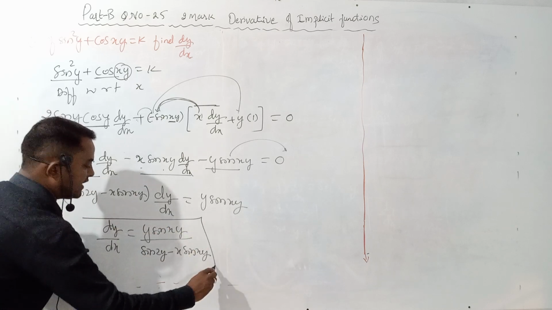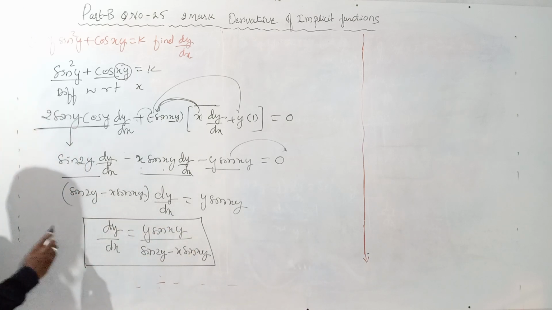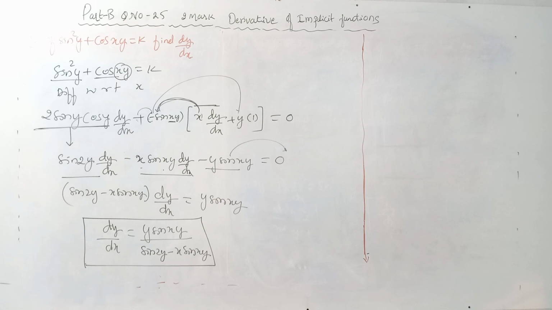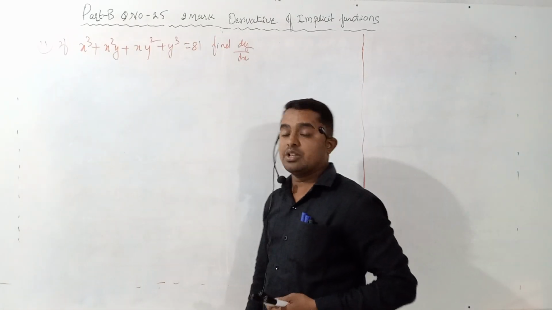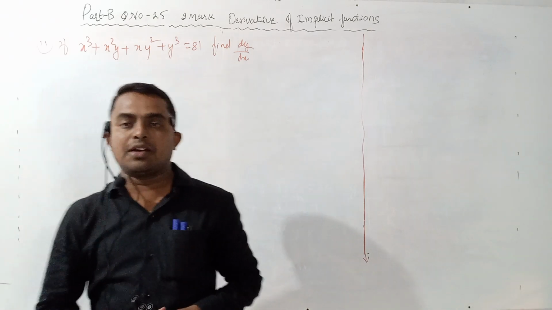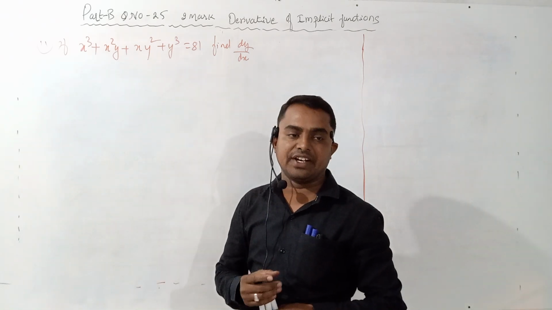So this is the final answer. It is also very important. We can't neglect this problem. So let us solve another problem, and the last problem of this derivative of implicit function.